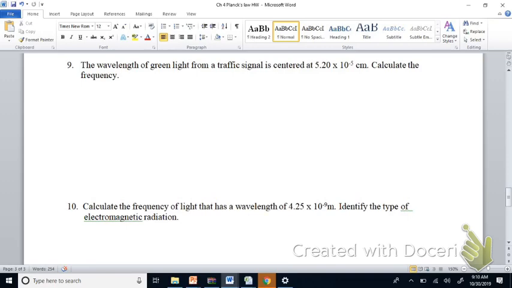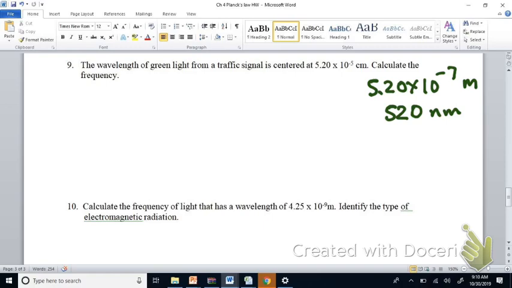Okay, question number 9. The wavelength of green light from a traffic signal is centered at 5.20 times 10 to the minus 5 centimeters. So that is a wavelength, and I guess since it's a green light, let's do it in green, of 5.20 times 10 to the minus 7 meters, which is also the same as 520 nanometers.